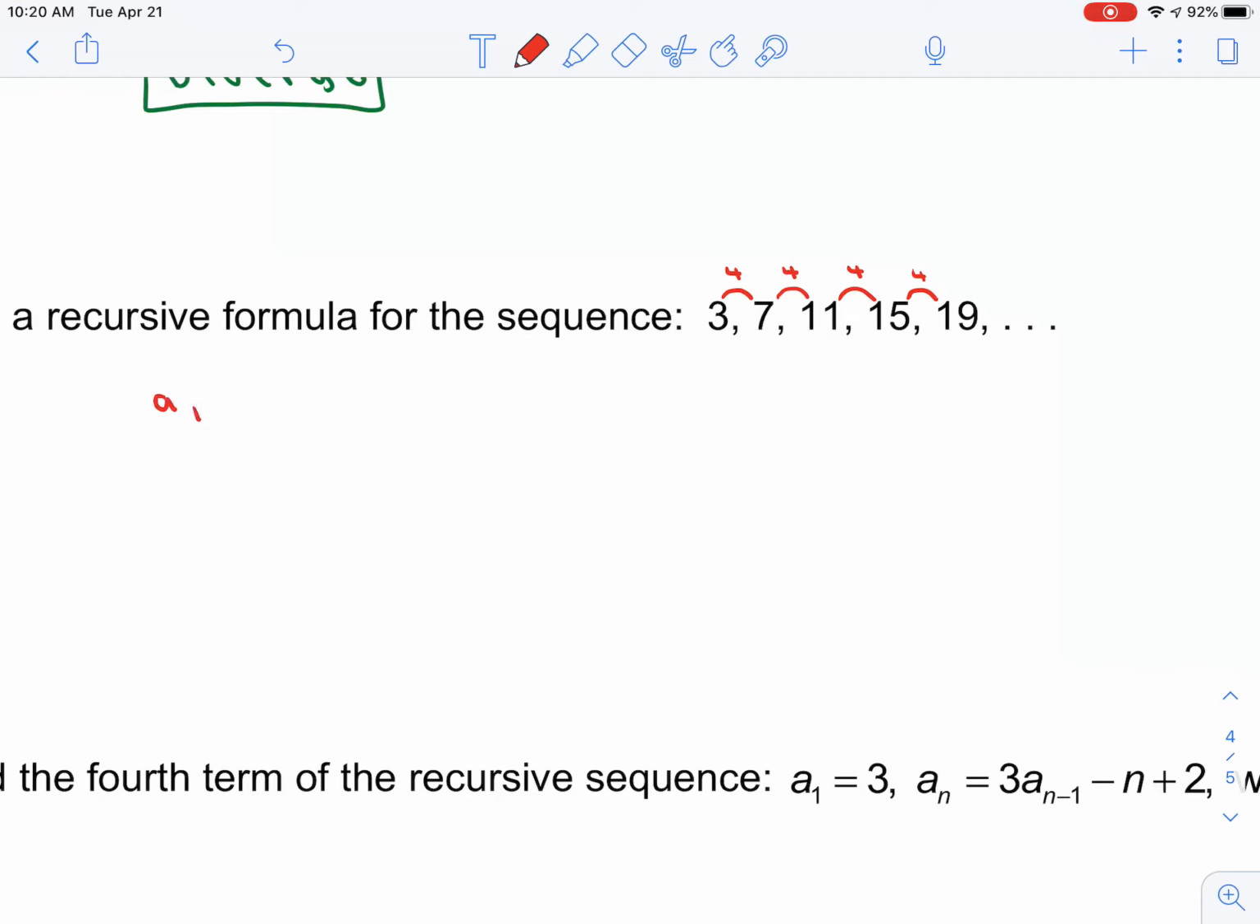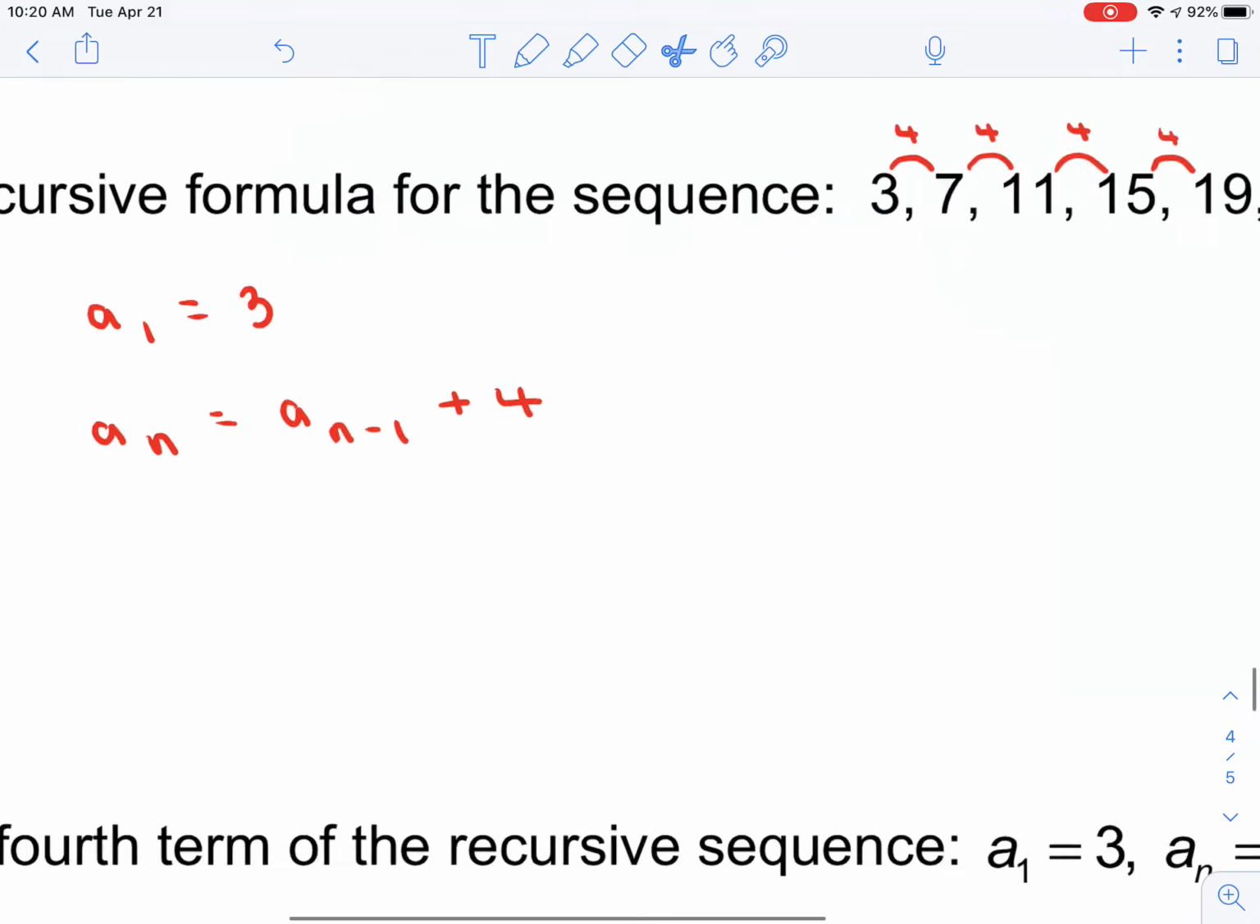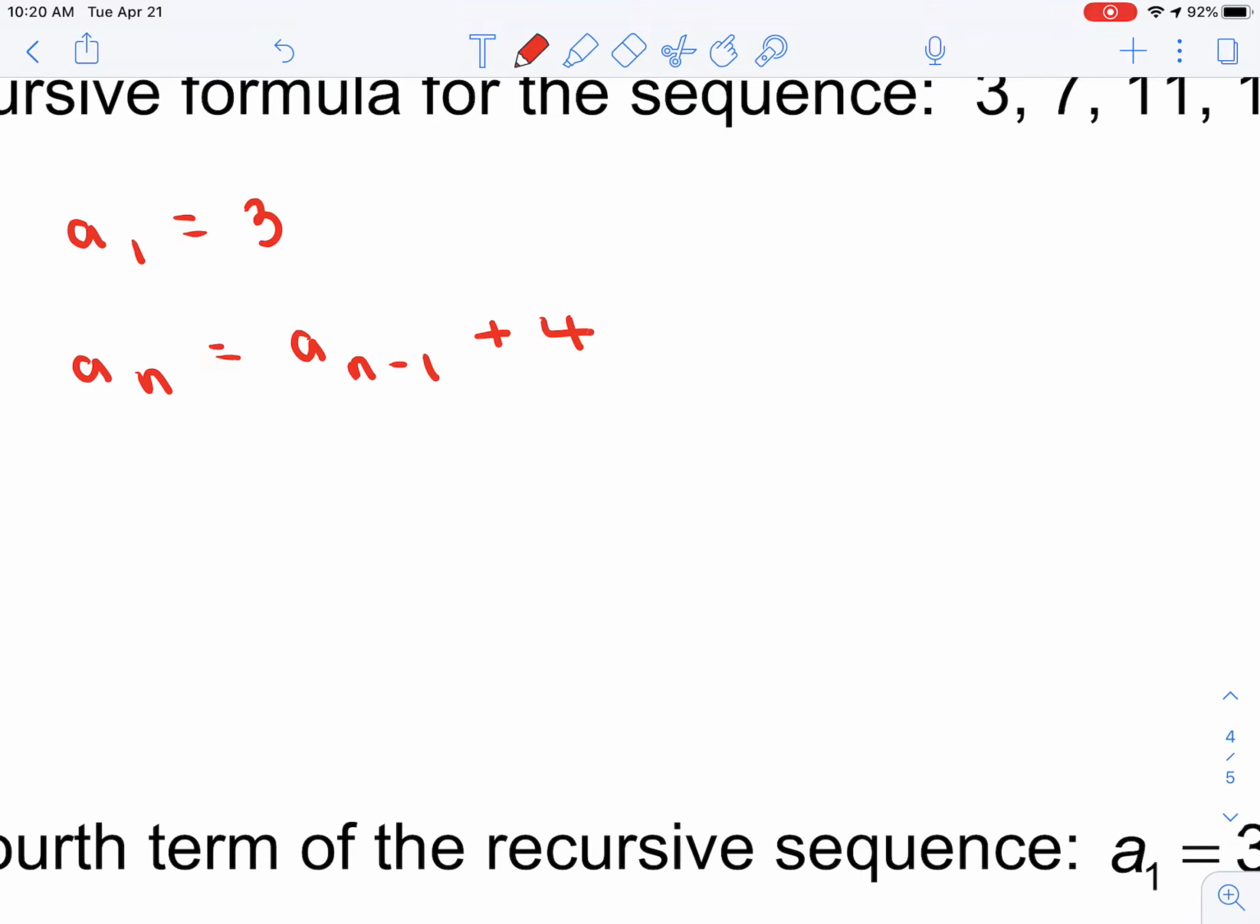So to write with that recursive rule, we would have to state what the first term is. And then remember, to write that recursive rule, we need to have a sub n minus 1. What am I doing to the third term to get to the fourth term? Oh, every single time I'm just adding 4 to the previous term. So use that expression.